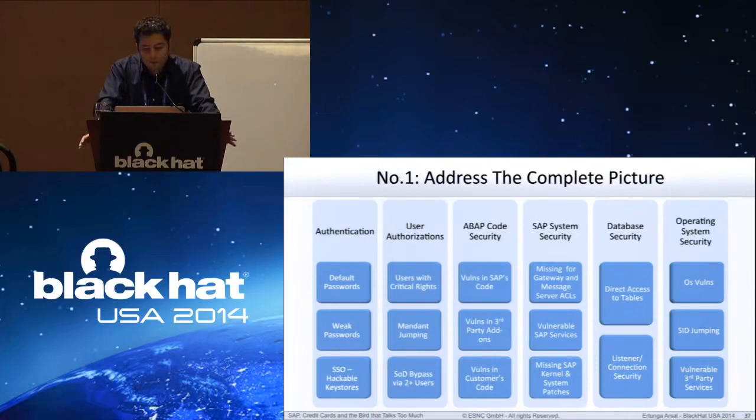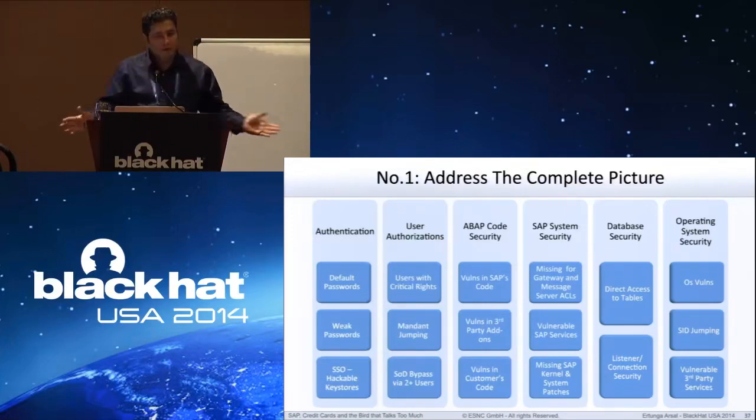So the first thing you should do is address the complete picture. And the first place to do it is when you assess these systems, you should assess the complete landscape. I mean, reduce the scope. Don't go for 10 production systems. Go for a single landscape or maybe 2 landscapes. This works much, much better.